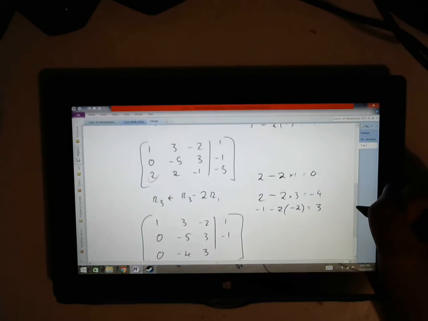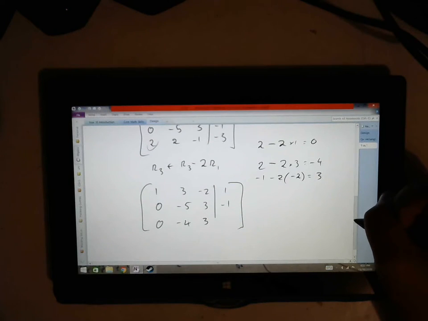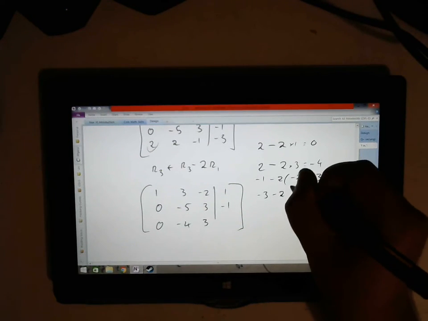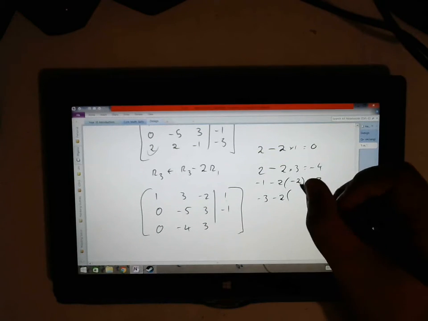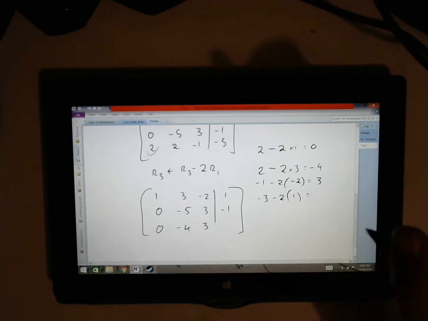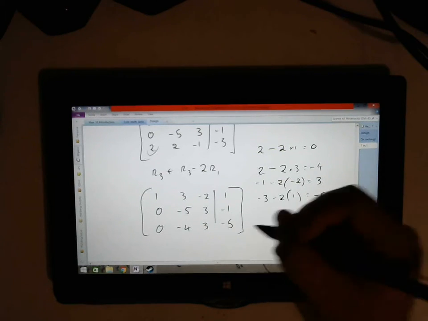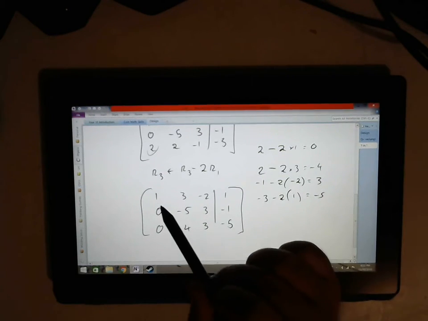And then, yep, our last one was minus 3. Take away 2 lots of, well, what's at the top here? It's a 1. Negative 3 take away 2 is negative 5. So we've now completed our first row.